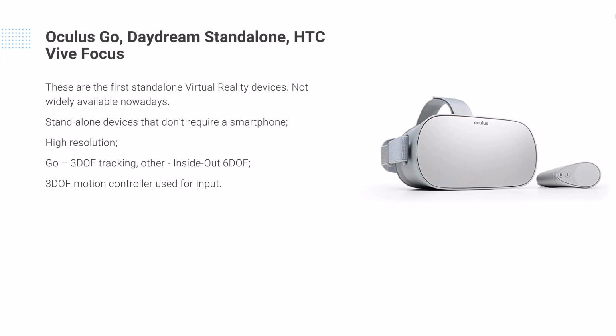Oculus Go, Daydream Standalone, and HTC Vive Focus were the first standalone virtual reality devices that did not require smartphone usage. All these devices provide a high-resolution view. Motion controllers could be used for input. Oculus Go provides 3 degrees of freedom, while other devices provide 6 degrees of freedom or a free movement. These devices also are not widely available today.